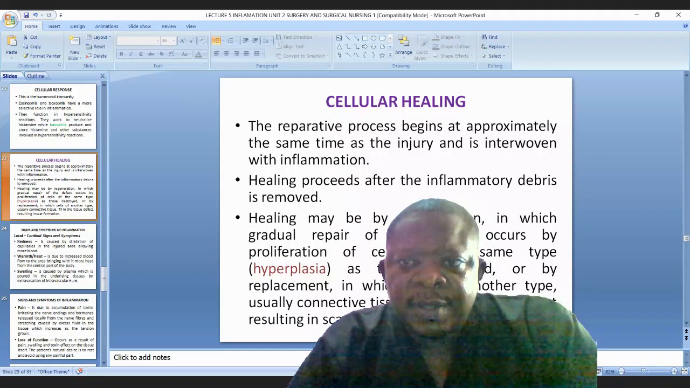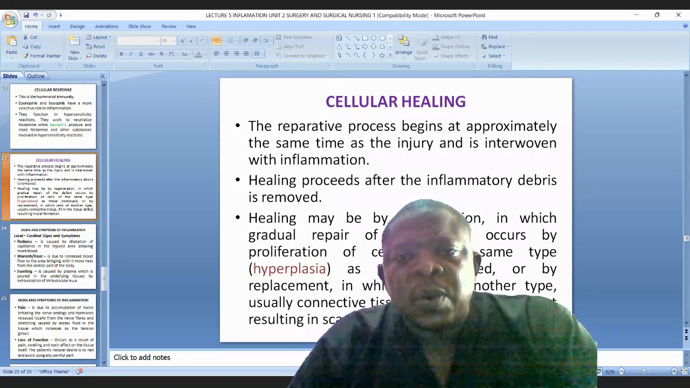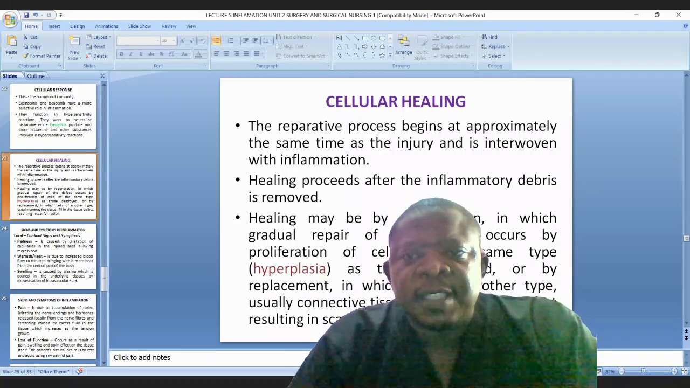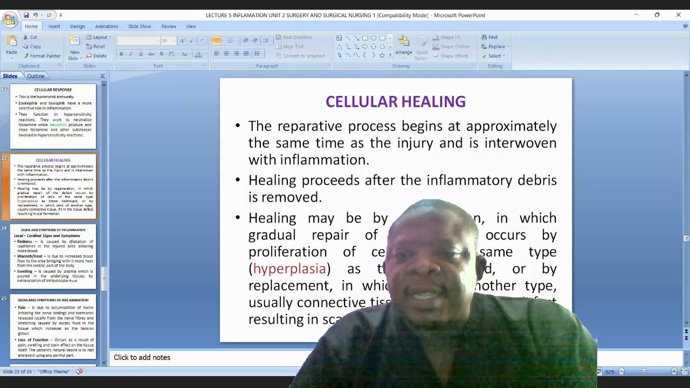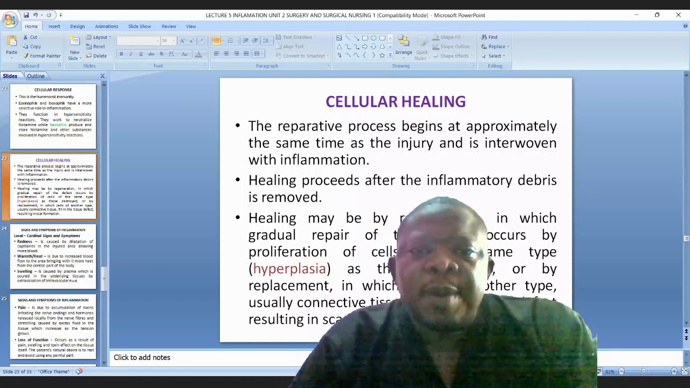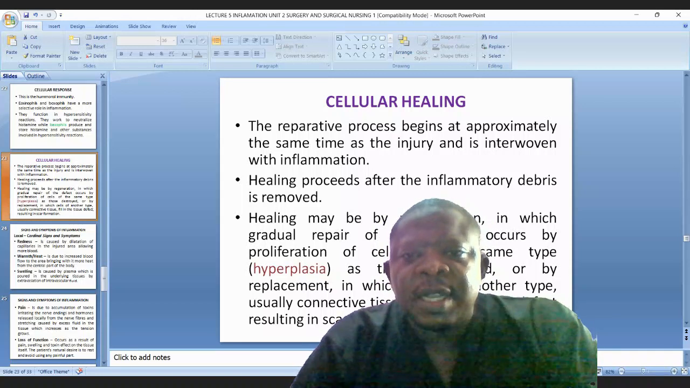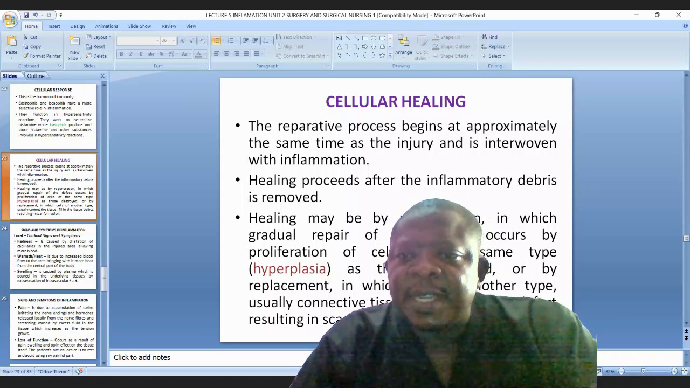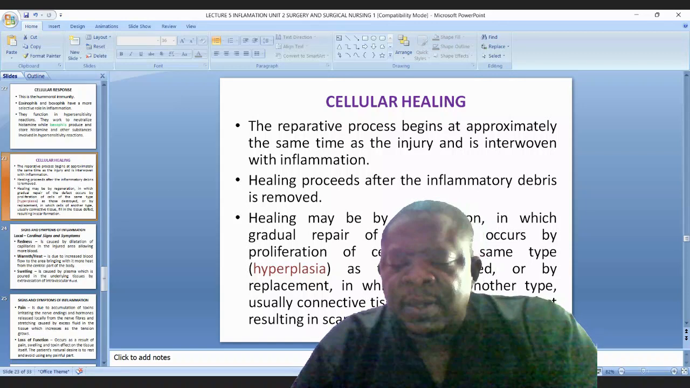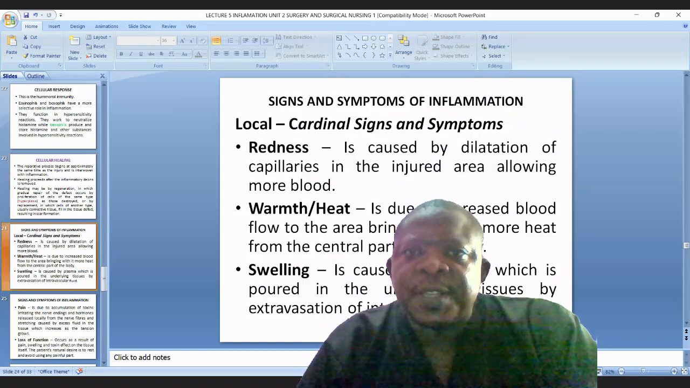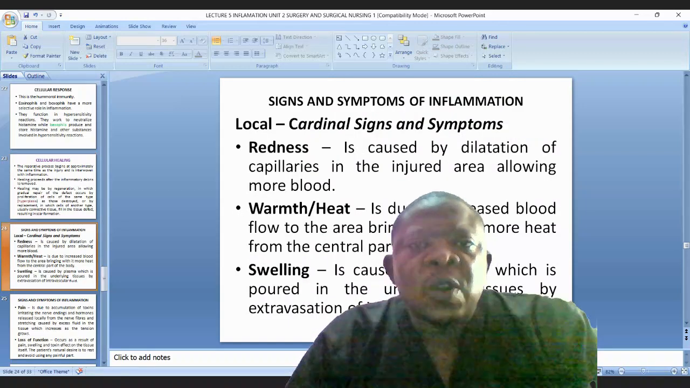Okay, so that is the healing process, and those are the stages of inflammation that we have discussed. We have talked about vascular response, cellular response, and then cellular healing or the reparative phase. So now let us look at signs and symptoms of inflammation.